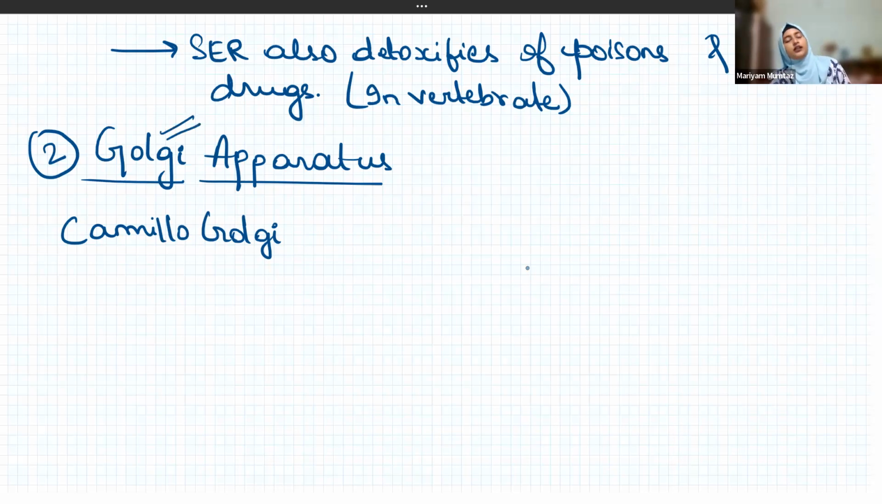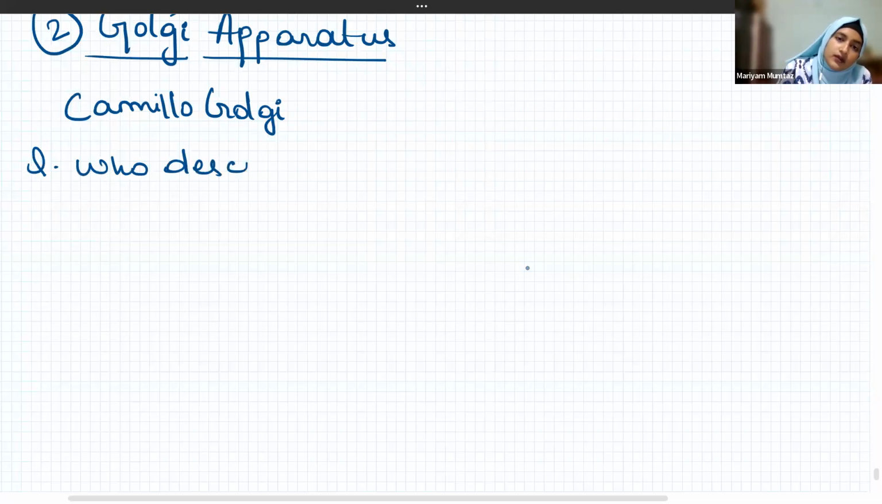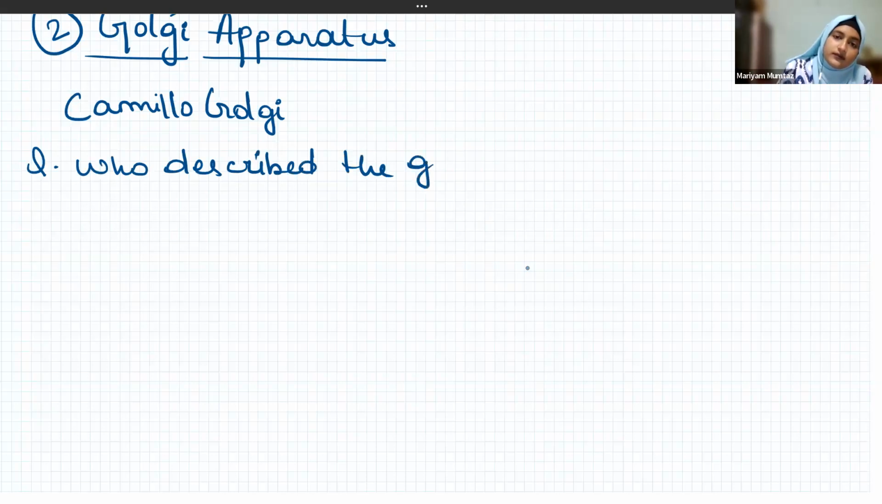So the question may be asked, you write the question: who described the Golgi apparatus?